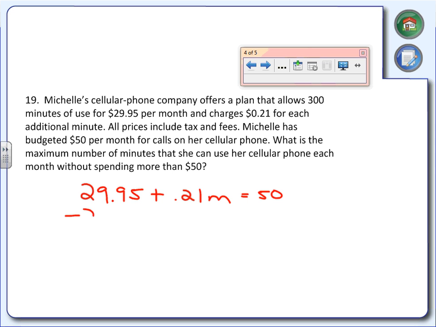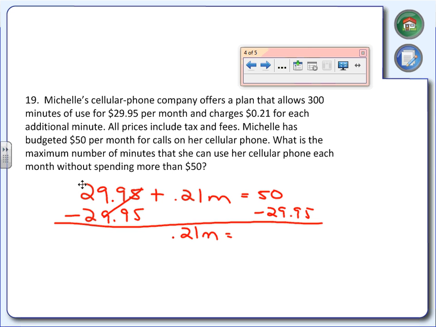So let's start by subtracting the $29.95 from the $50. So this is gone. $50 minus $29.95 turns out to be, what is that? $20.05. Then I'm solving for n, so now I'm going to go ahead and divide by 21 cents. So $20.05 divided by 21 cents turns out to be 95.47.